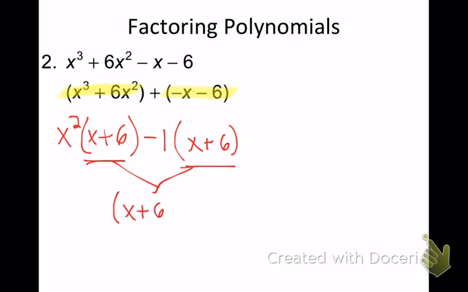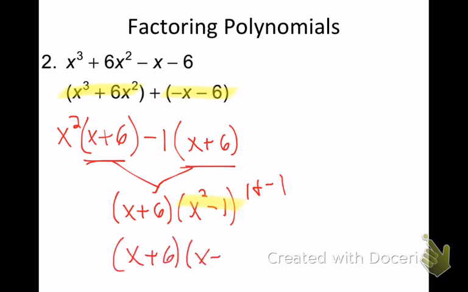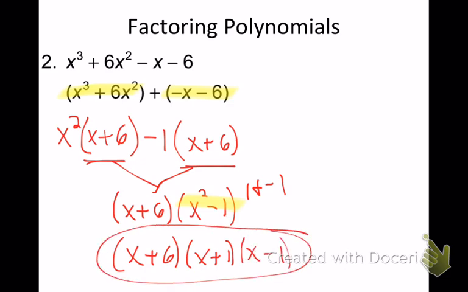So I have x plus 6, x squared minus 1. Now I have a difference of squares here. What's going to multiply to get negative 1, add to get 0? What'd you say? 1 and negative 1, right? So I'm going to get x plus 6, x plus 1, and x minus 1. And there's your answer right there.